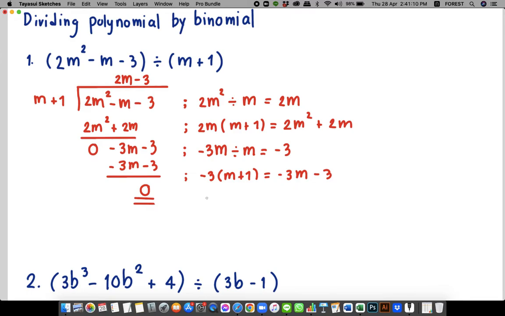Okay, how can we answer this one? We have to write out the quotient 2m minus 3, and then plus the remainder divided by m plus 1. Since the remainder is 0, right? Then we can write out the quotient as 2m minus 3.